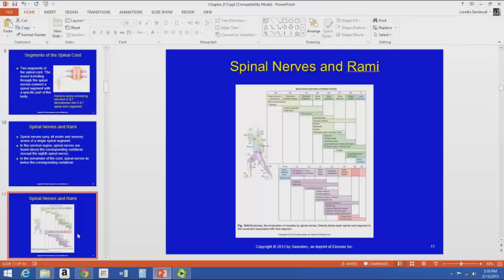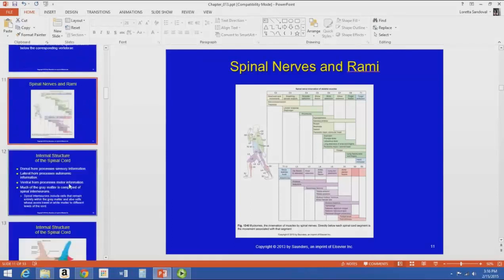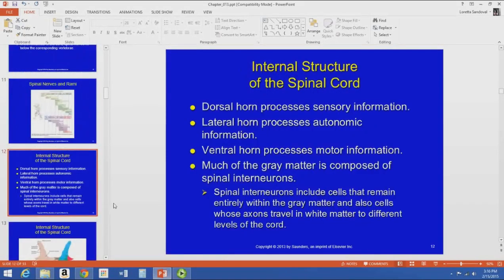In green, it shows the cervical spinal nerves, and you can see that's all of the upper extremities. In blue, it's the thoracic, and that's the trunk. And in pink and purple, it's the lumbar and sacral, and that is the lower extremity. So it just gives you an idea of the organization. And it makes sense. The upper part of the cord handles the upper body, the lower part of the cord handles the lower body. It's pretty simple, hopefully.